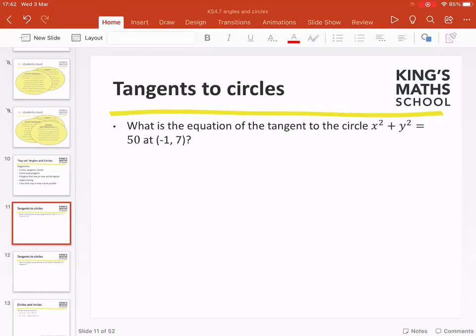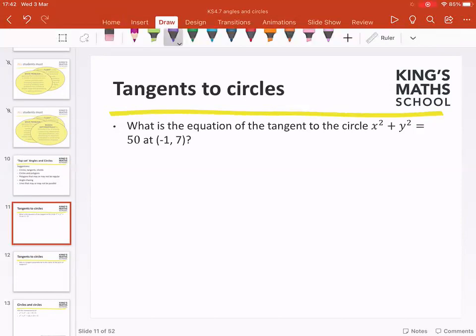How about finding the tangent to the circle? I didn't quite have time for this last time, so let me just mention it now. Here is my circle. It's got radius root 50. It goes through the point we call (-1, 7). What I want is the equation of that tangent. That's a really bad straight line, but you know what I mean.